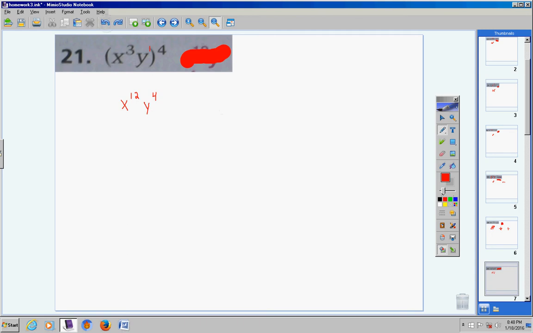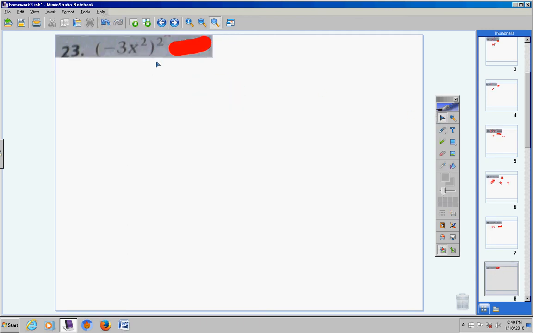So we are finished. That is the answer. Moving on to number 23. Okay, now we have negative 3 to the 1 power being raised to the second power. Now be careful here. Please be careful.